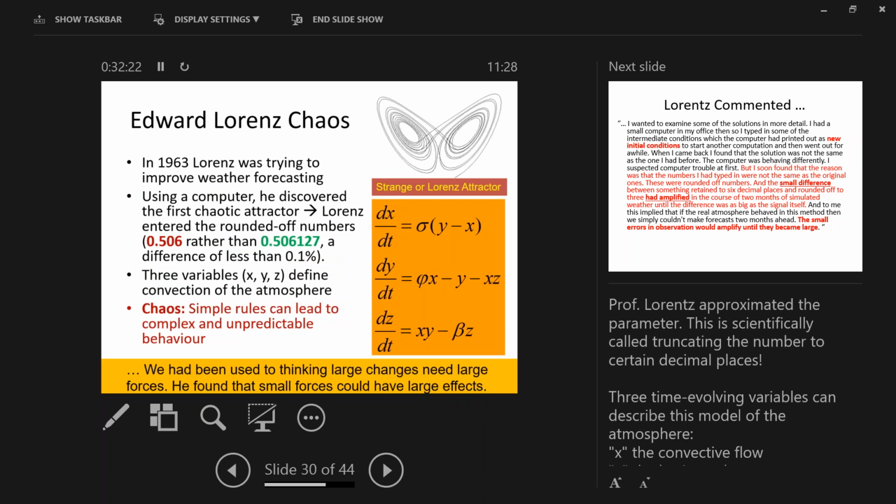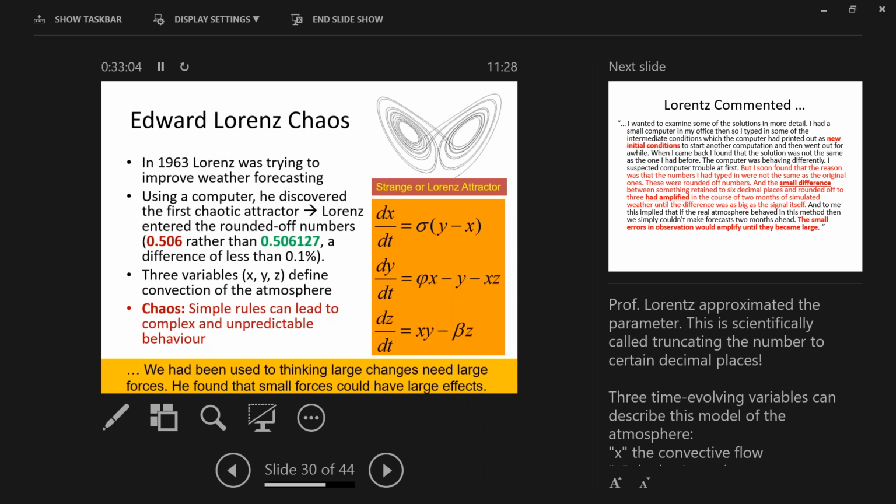mathematician scientist, who was working on predicting weather. He was using a computer once, and he had been used to thinking, and we all think perhaps the same way, that large changes need large forces. But on the contrary, that small changes can have large effects. Lorenz, in his computer, was using the Lorenz attractor equations to model the weather behavior.